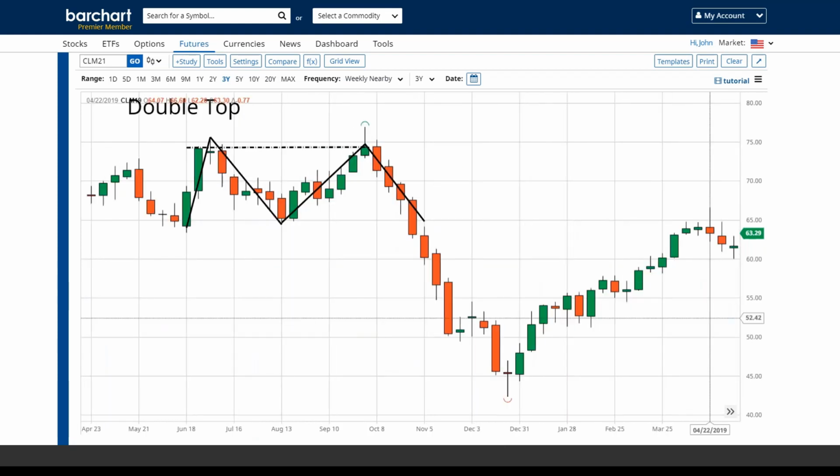All right. Now, there are different types of double tops. There are double tops where our first high is higher than our second high, or there are double tops where our highs are exactly the same, or in this case here, where we see the second high has actually gone above the previous high. But again, the key here is that we don't want to see it close above the previous high.